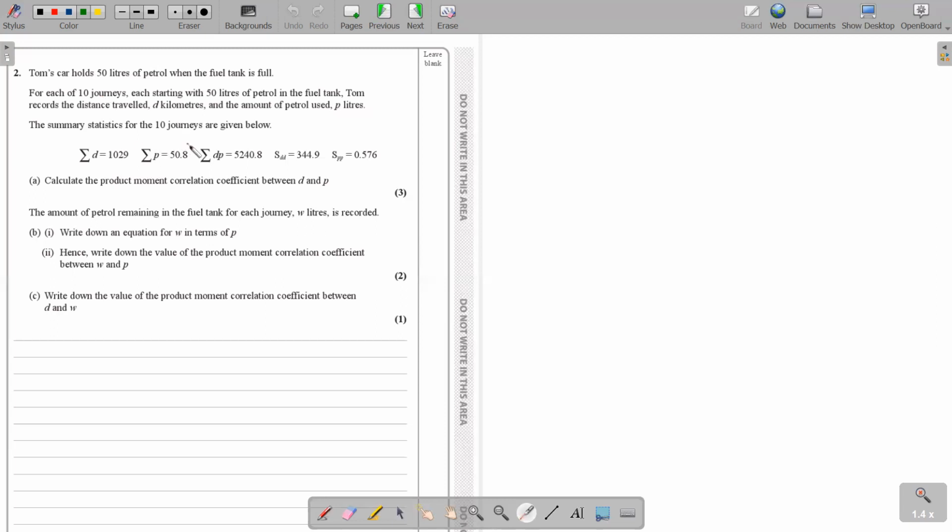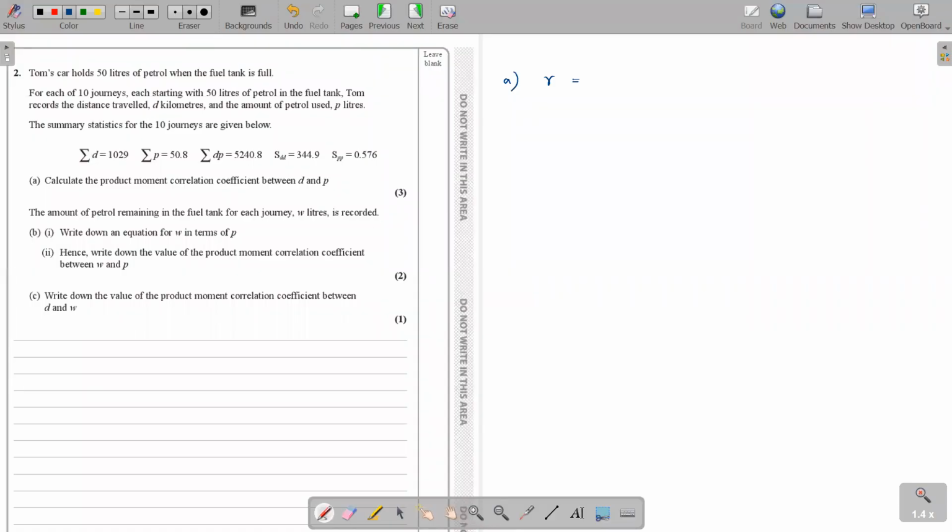The summary statistics for the 10 journeys are given below. Summation D, this is the amount of kilometers traveled, right? So they have given you the summary statistics. Calculate the product moment correlation coefficient between D and P. So that is simply the R value. Okay, how do we find the R value normally? You are used to doing this with the SXY, SXX equation, right? So normally we write R equals SXY over root SXX into SYY. However, now we don't have X and Y, we have the two values, D and P.